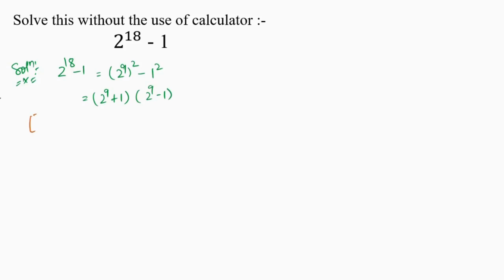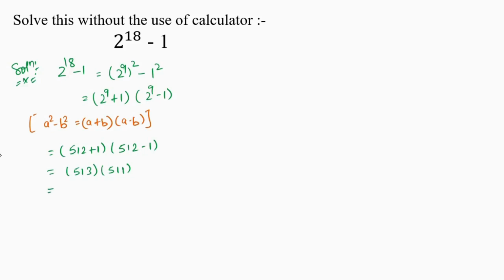As we know, a square minus b square is equal to (a plus b)(a minus b). So on further solving this, 2 raised to power 9 can be written as 512, so we have (512 plus 1)(512 minus 1). On solving this, we get 513 times 511. We can write 513 as 500 plus 13, times 500 plus 11.